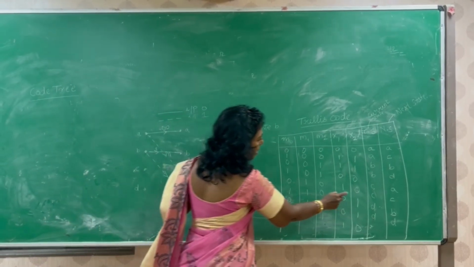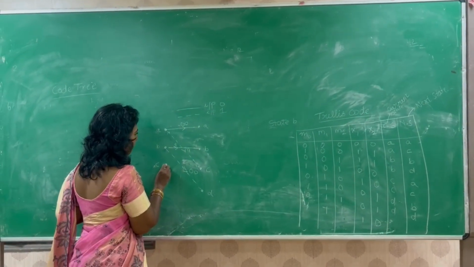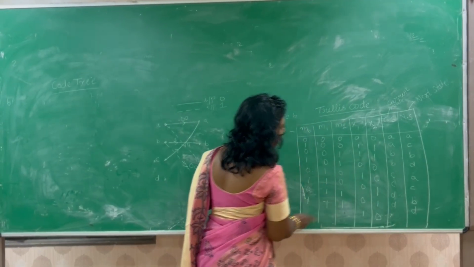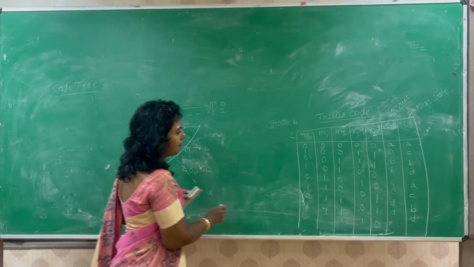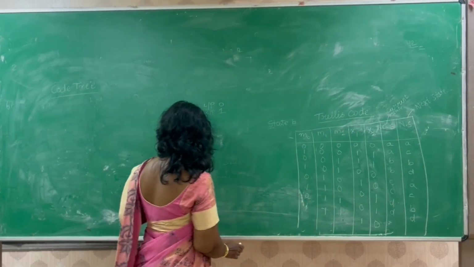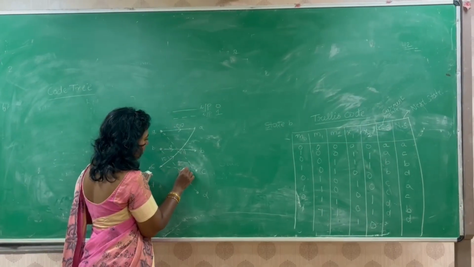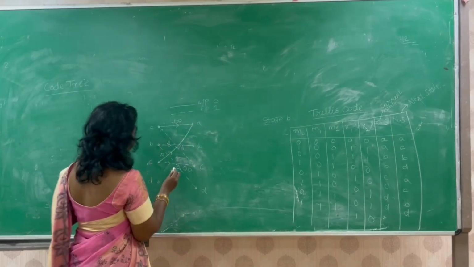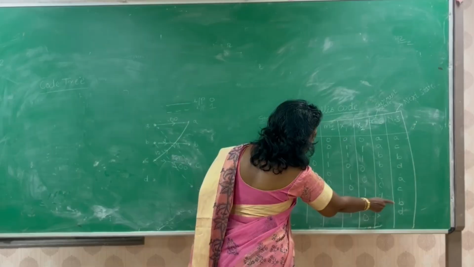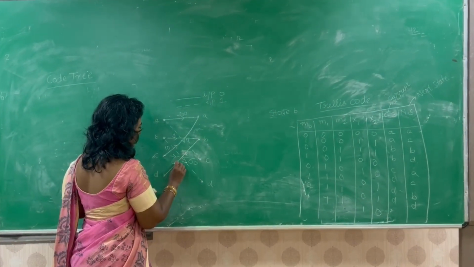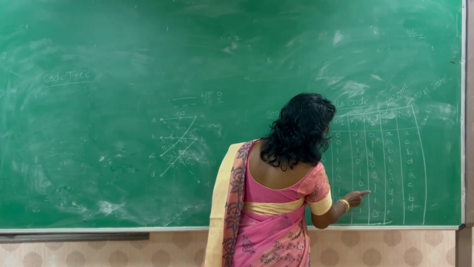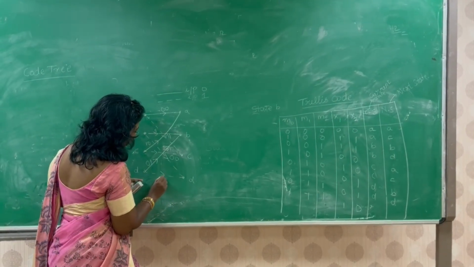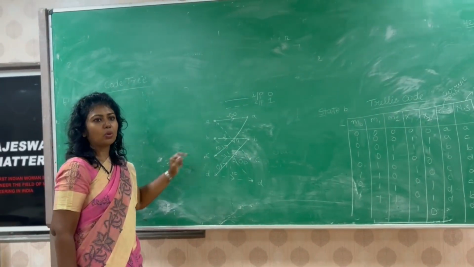Current state is C. The next state is A. And the input is 0 and the output is 1, 0. Current state is C. The next state goes to C again. And the input is 1. The output here is 0, 1. Current state is B. Next state is B, when the input is 0. The output here is 0, 1. Current state is B. Next state is B again. The output is 1, 0. So this is how we draw the trellis. Thank you.